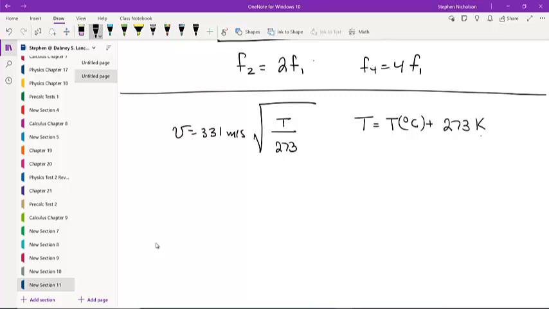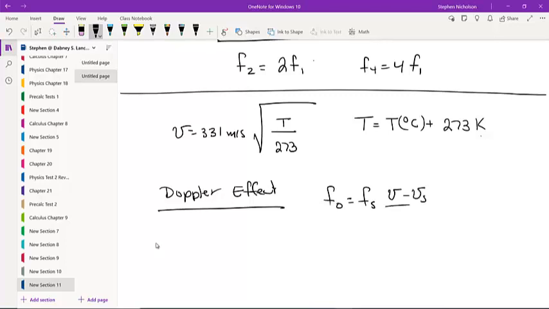Now, what kind of problems could you have? Well, Doppler effect. The Doppler effect is the difference between the sound that an object produces and the sound that an observer observes because of the difference in the speed of the object and the source. And the equation says the frequency of the observer is equal to the frequency of the source times the speed of sound minus the speed of the source divided by v plus the speed of the observer.